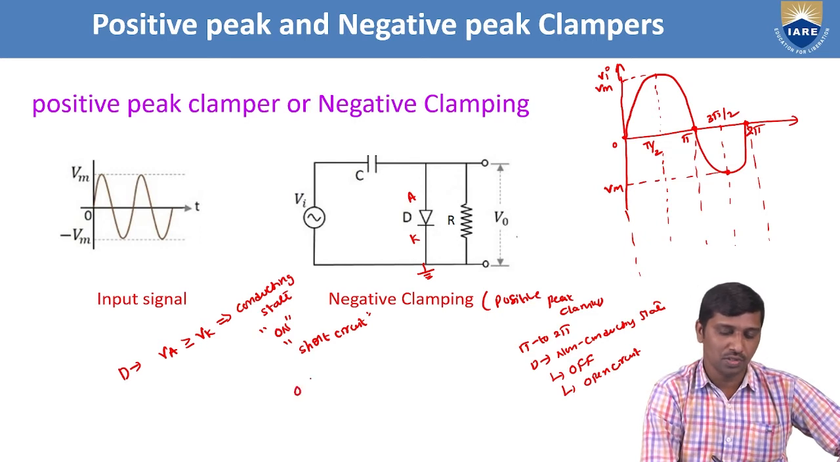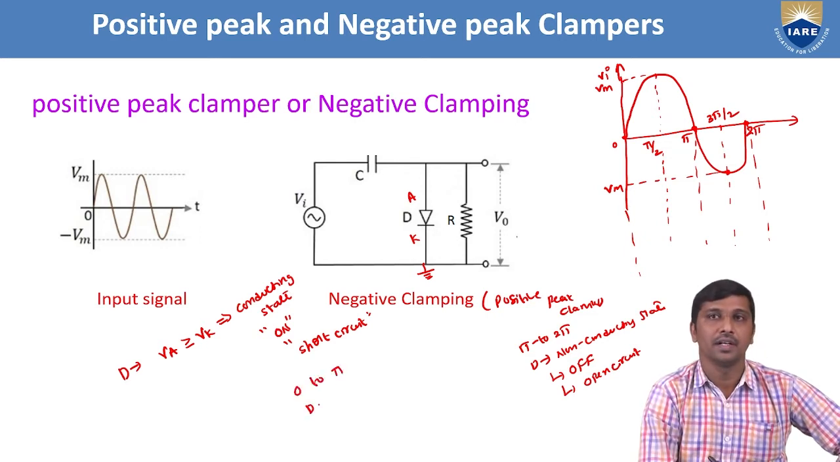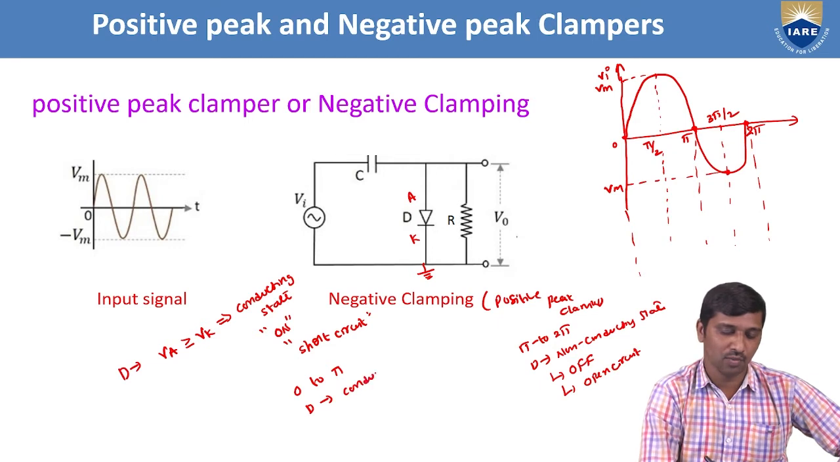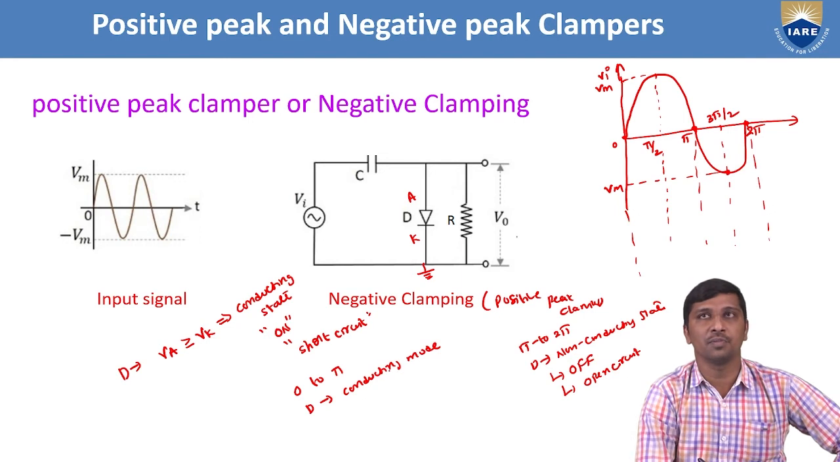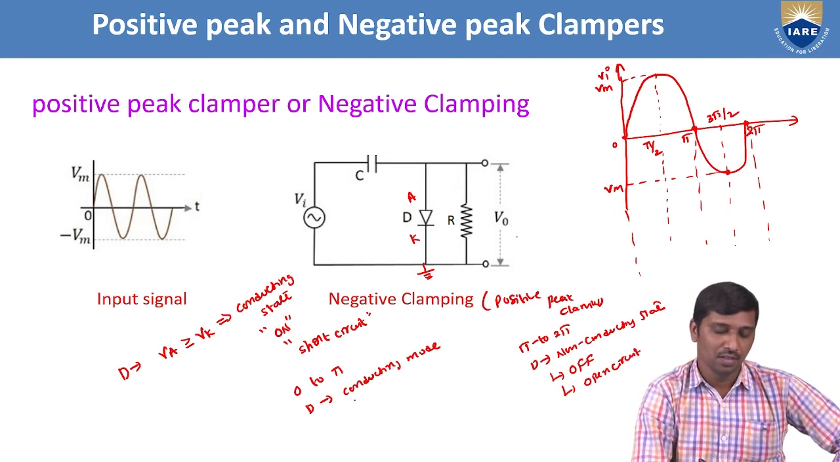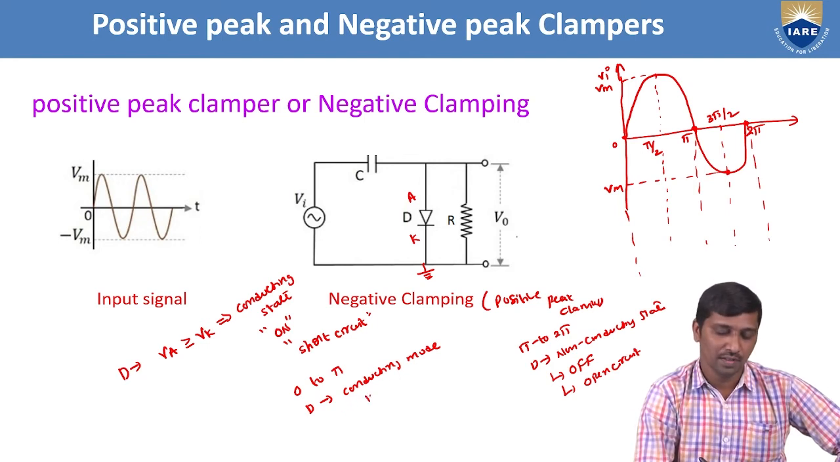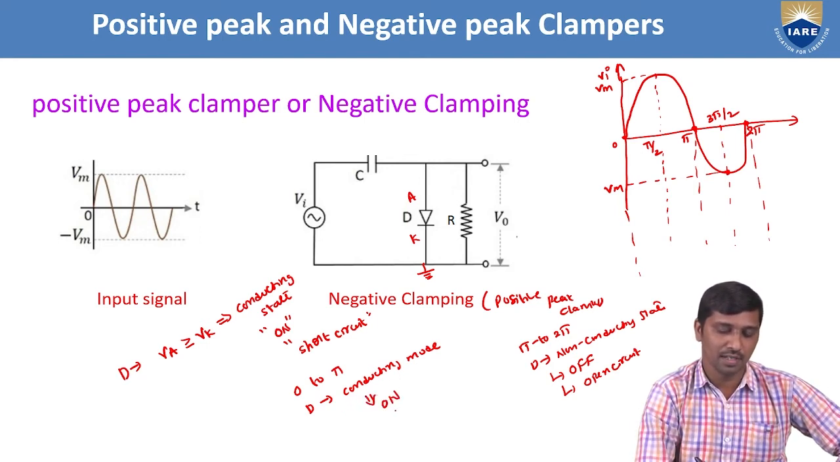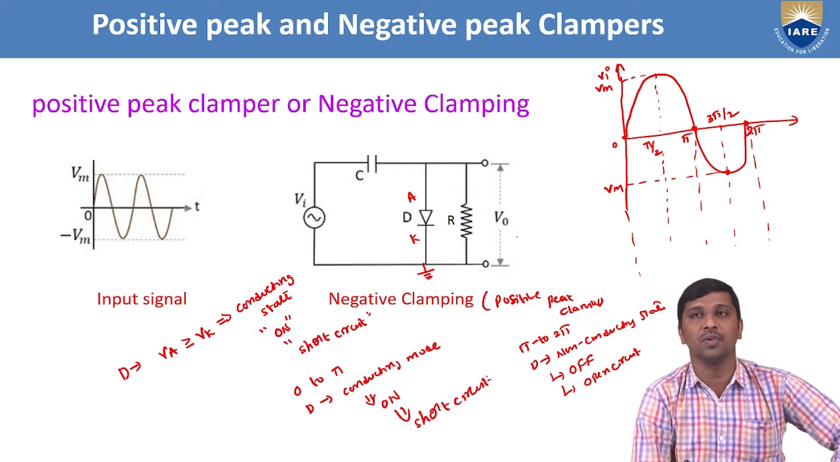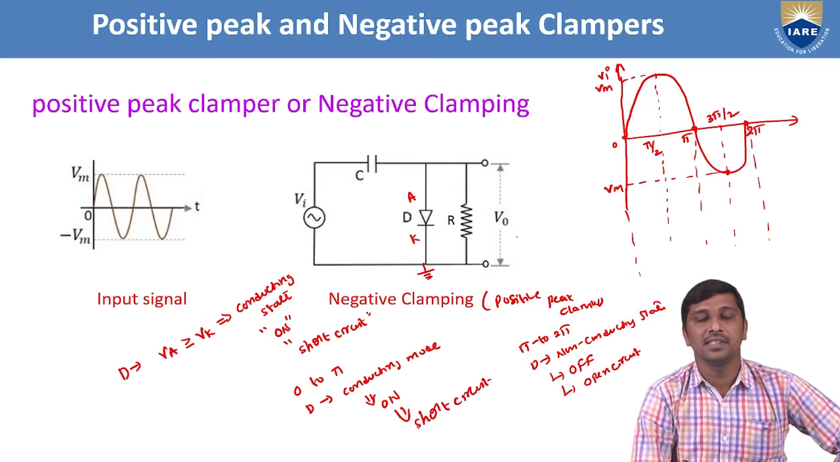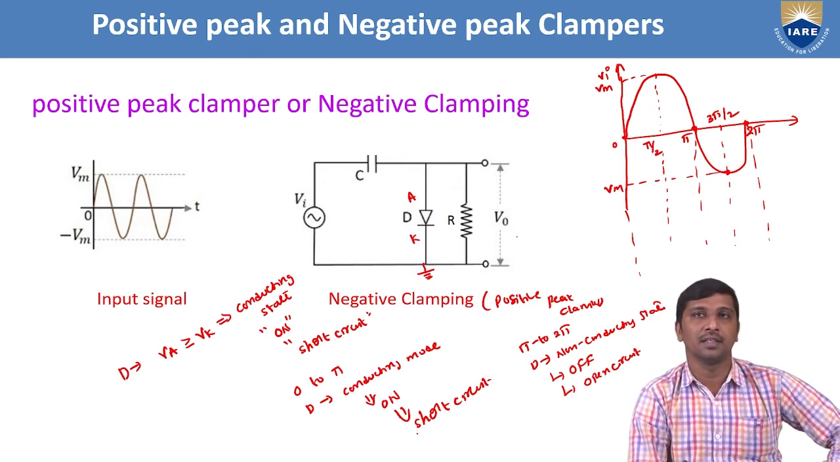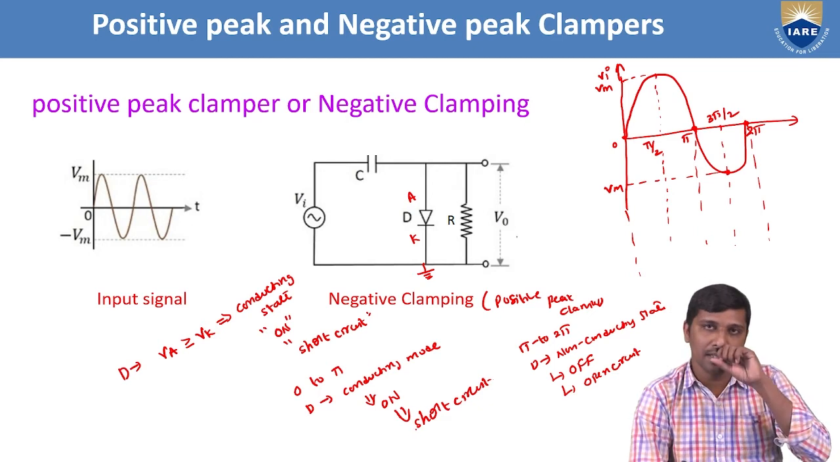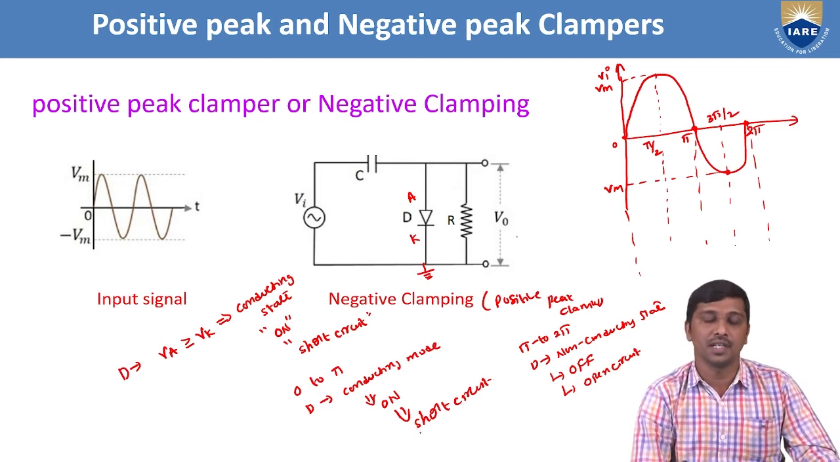Similarly, what we observe here is that in the 0 to pi duration, the diode acts in a conducting mode. Why? Because the diode enters the forward bias configuration. So at this point, the diode is conducting. The state is represented as the on state, and in the on state it is replaced with the short circuit model. But we'll see what happens in the capacitor during this positive portion and during the negative portion.